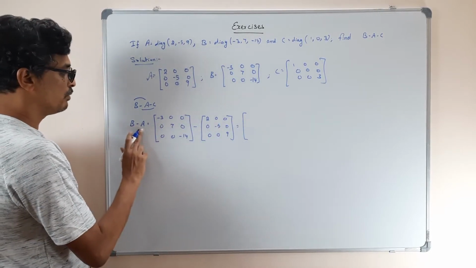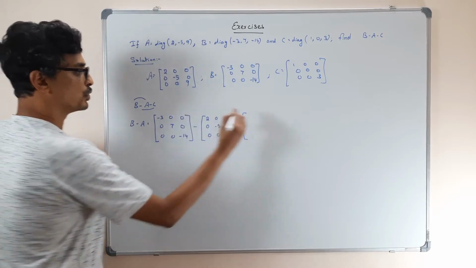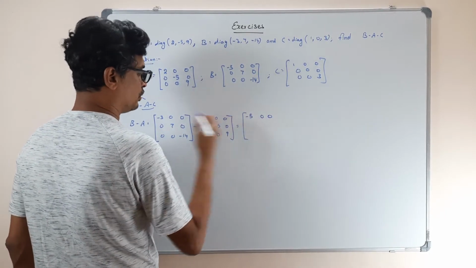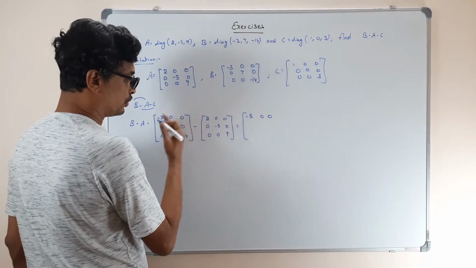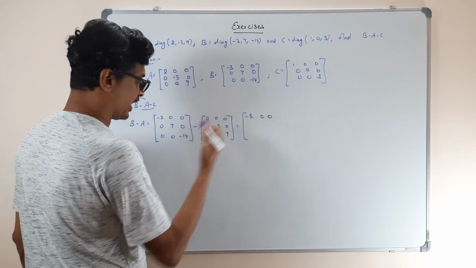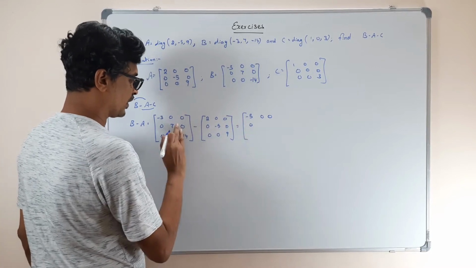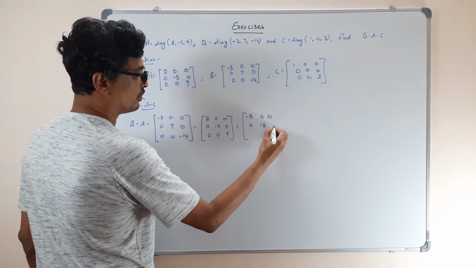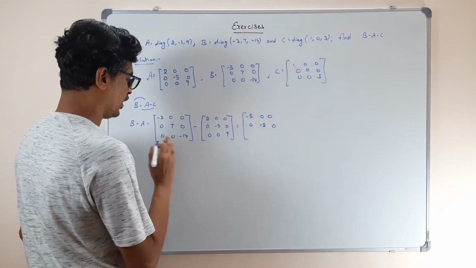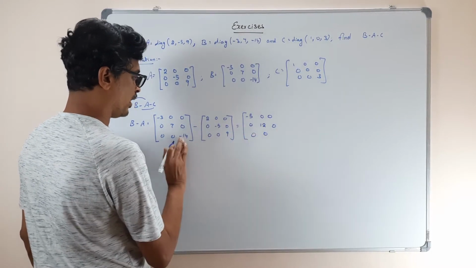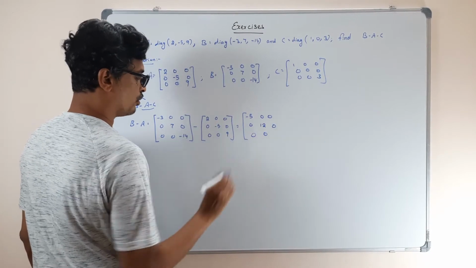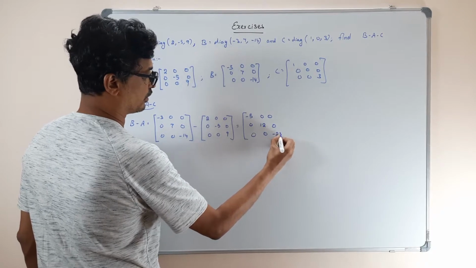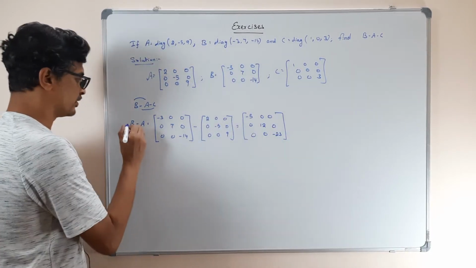Right? B minus A, that means minus 3 minus 2, that makes it minus 5. Rest of all elements are 0, so subtraction or addition of two diagonal matrices will again make it diagonal only. Okay? So 7 minus of minus 5, that is 12. Correct? Am I right? And 0, 0, minus 14 minus 9, how much? Minus 23. So this is B minus A, correct?